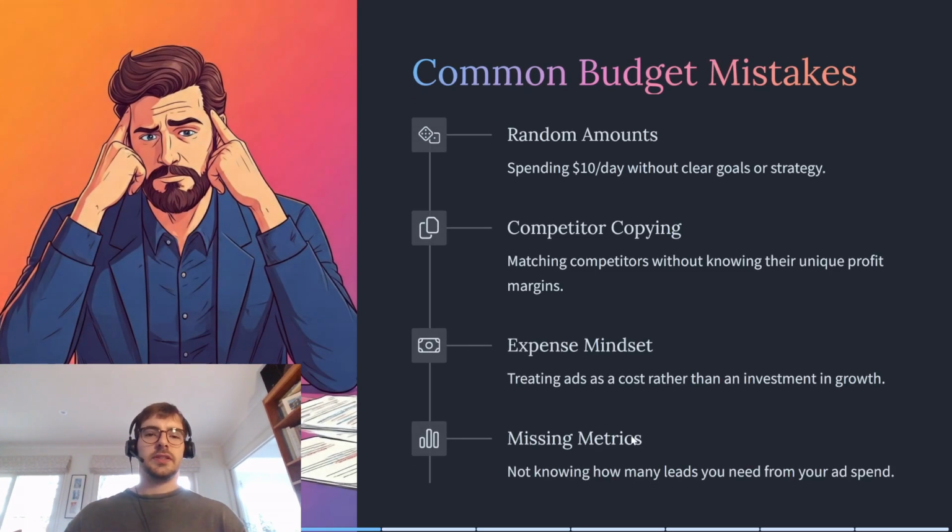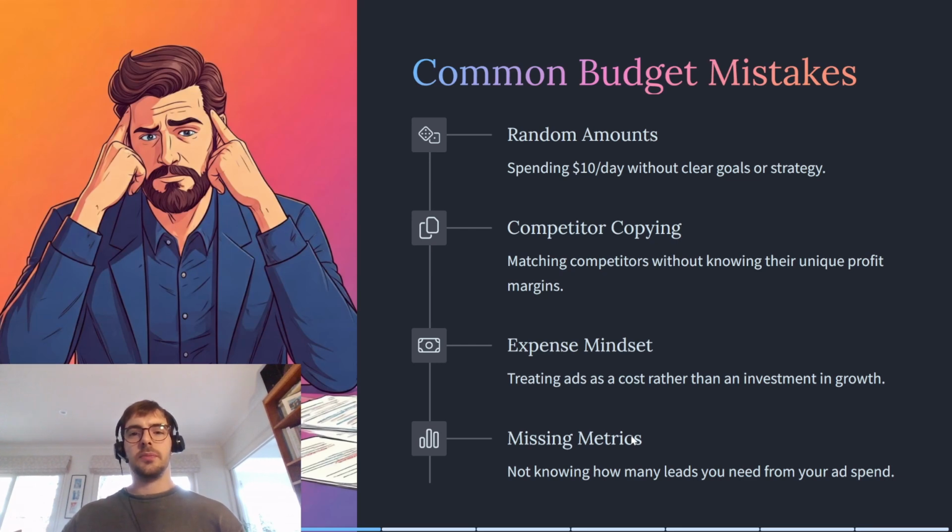Common mistakes I see is assigning a random number that doesn't have a clear goal or strategy. You'll see people recommend $10, $20, $50, $100 a day, but they don't know what the cost of anything is and they're just doing a random guess. And if you go in blind, then you're not going to get great results.